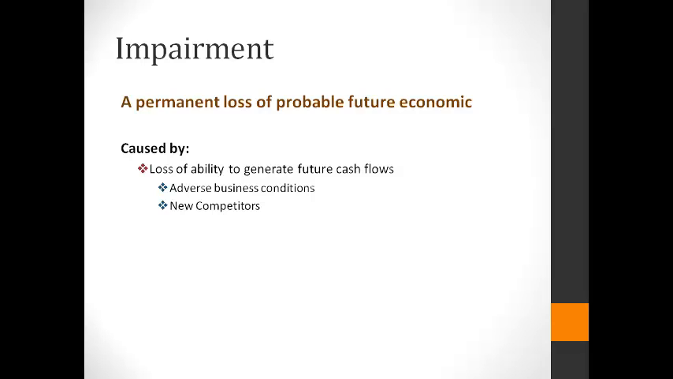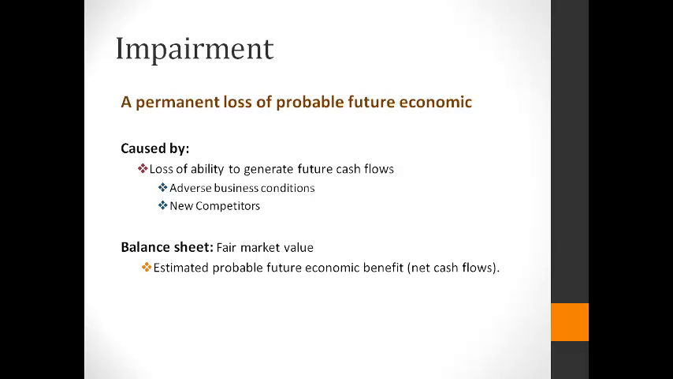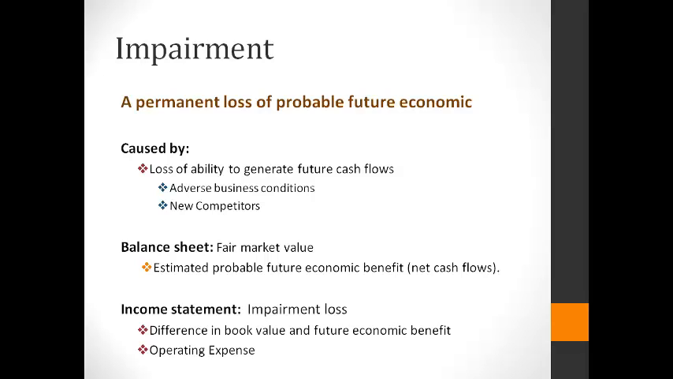An impairment occurs when the historical cost is greater than the estimated future economic benefit, or future cash flows. An impairment is a loss of ability to generate future cash flows, a permanent loss of ability. Impairments can be caused by adverse business conditions or new competitors. When impairment occurs, the value of the asset is written down to fair market value and an impairment loss is reported on the income statement.